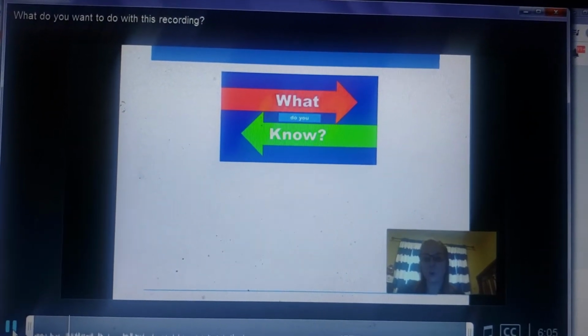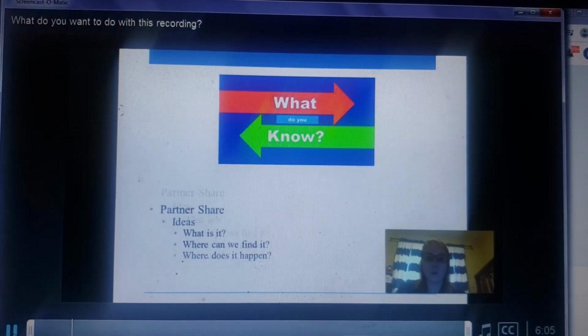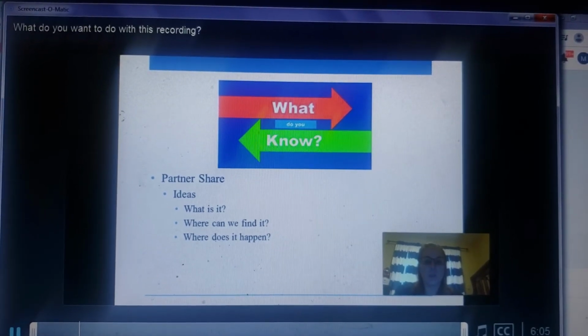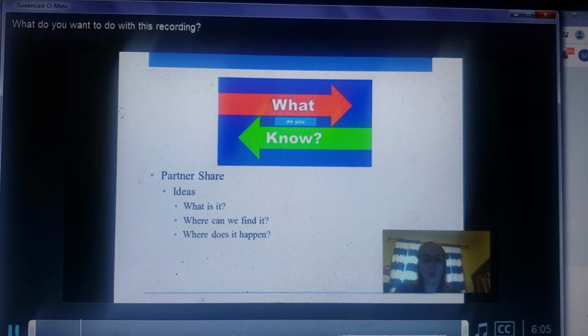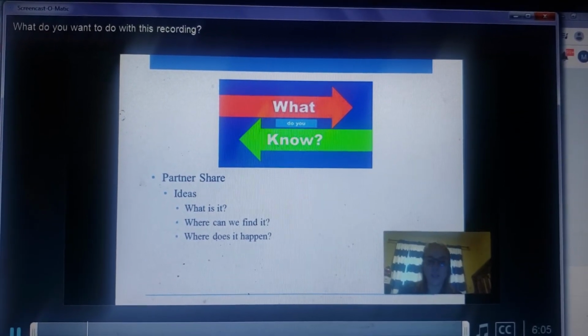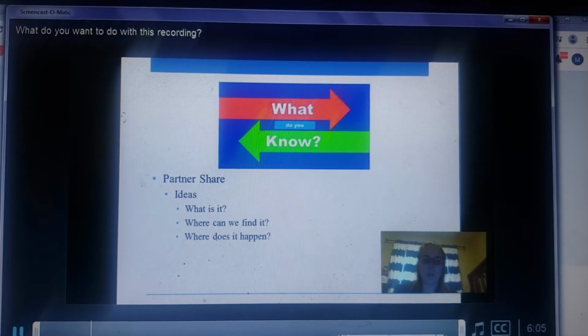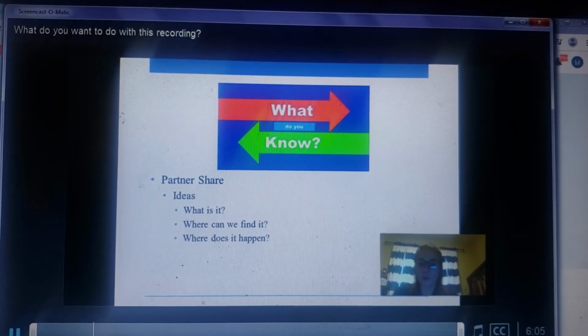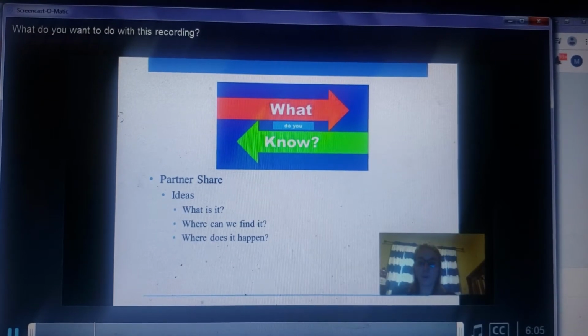First, when we're going to start, I want you to partner share. What do you know? Some ideas you could talk about with your shoulder partner. What is the water cycle? Where can we find it? And where does it happen? I want you to pick the person sitting next to you, your shoulder partner, and discuss this for about 30 seconds.